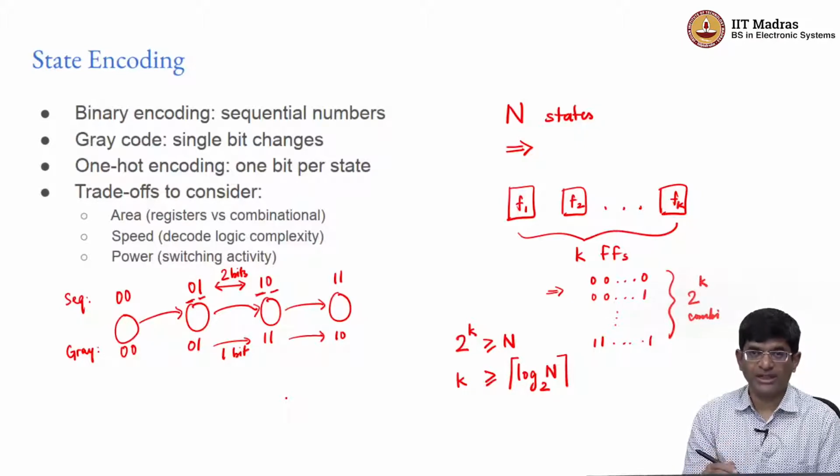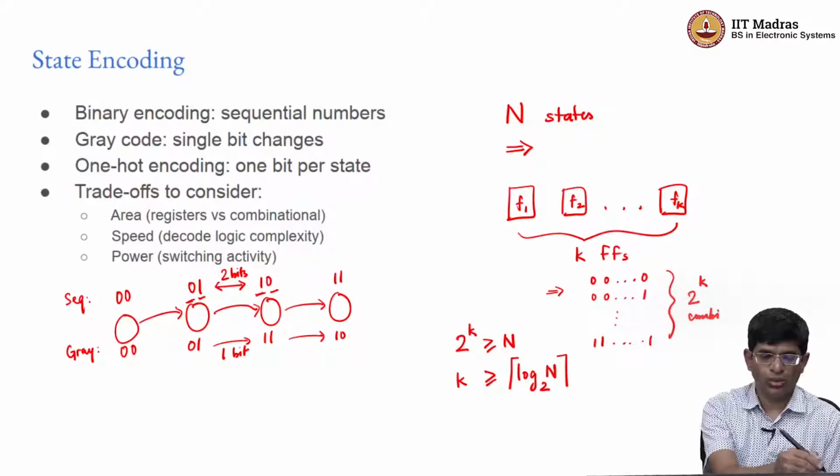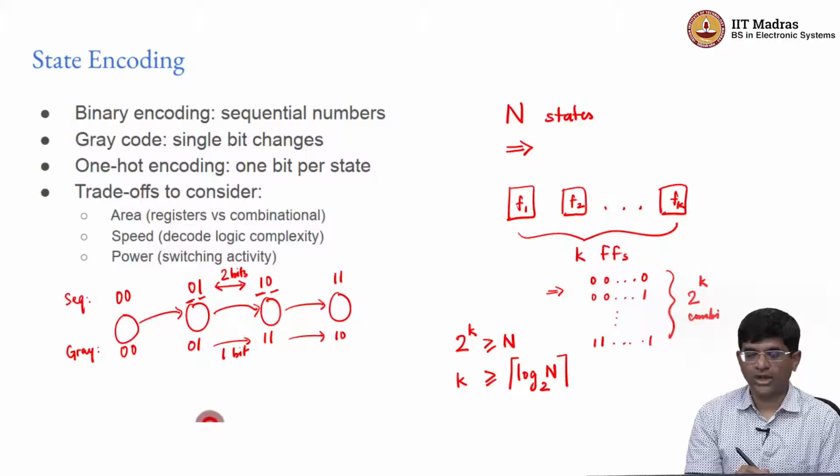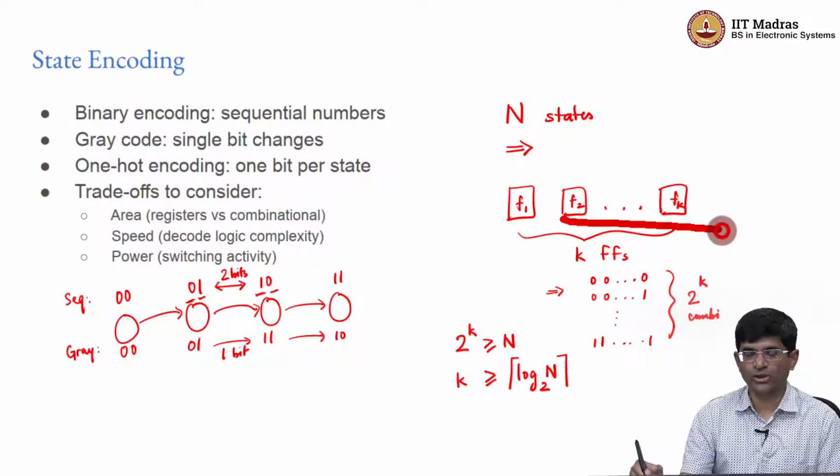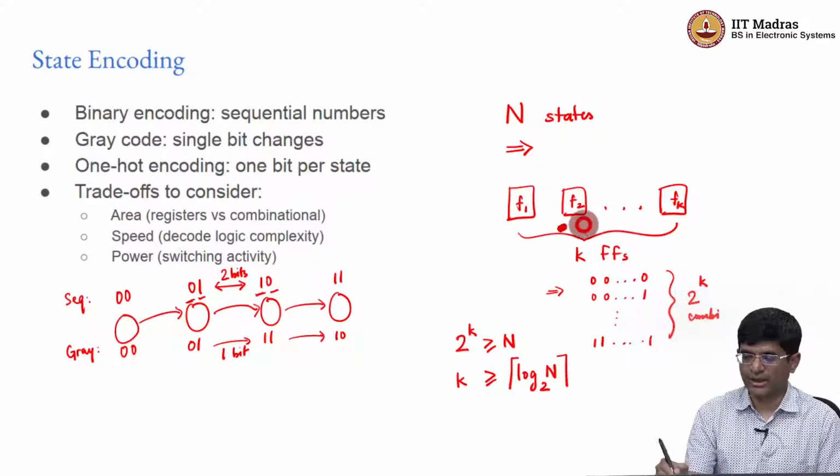Now, the next possibility that we have is essentially what's called a one-hot encoding, right. And the one-hot encoding basically says, look, if I have k flip-flops, I will just use F1 to be 1 and all the other flip-flops to be 0 to indicate that I am in state 1. When I go to state 2, I will make F1 as 0, F2 as 1 and everything else to be 0. If I want to move to state 3, I will make F1 and F2 as zeros, F3 will become 1 and everything else will become 0 again. In any given point, only one of the bits is going to be non-zero, every other bit is going to be 0.